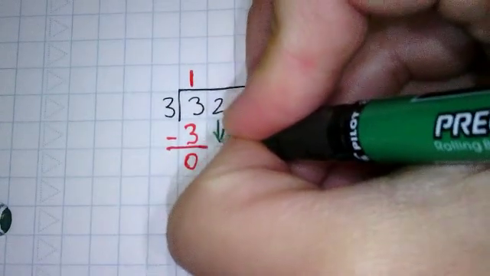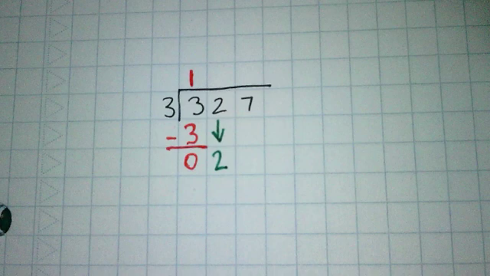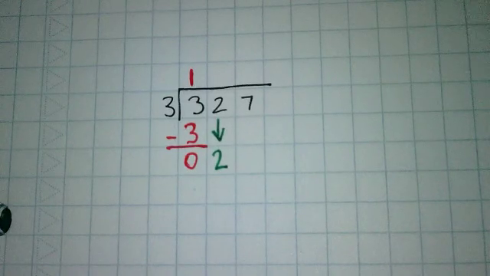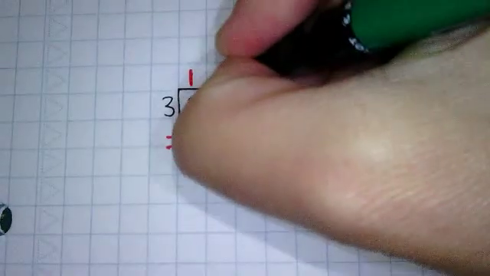Then I bring down my 2. And I need to know how many times does 3 go into 2? If I have 2 pieces of candy, can I give a piece of candy to every person at your table? No. Does 3 fit into 2? No. So how many times does 3 fit into 2 then? 0 times. Good. So we write a 0 up top.